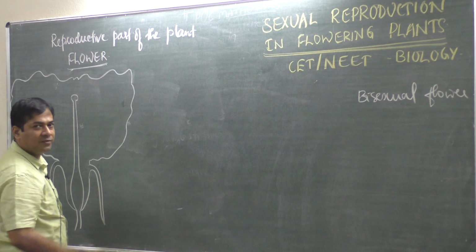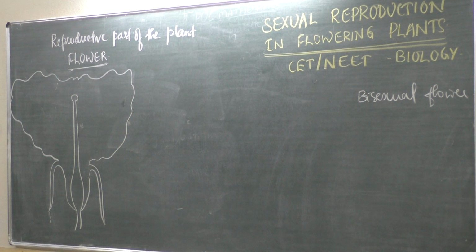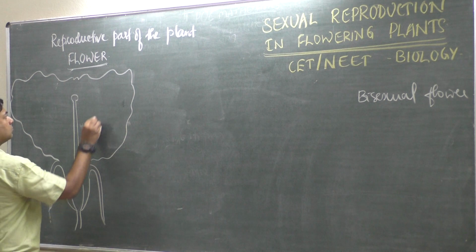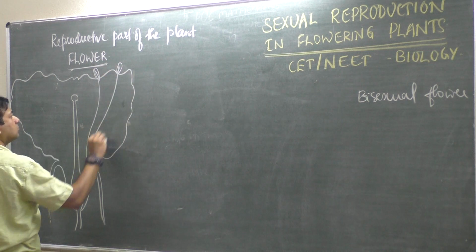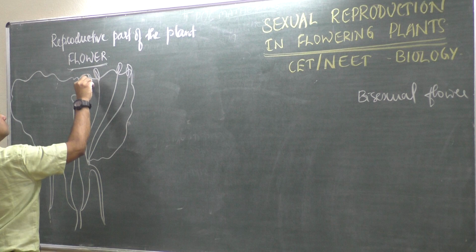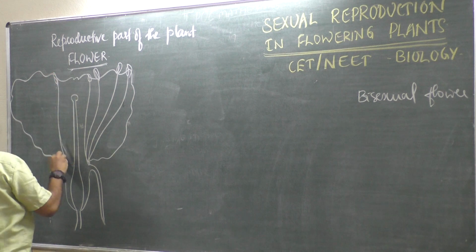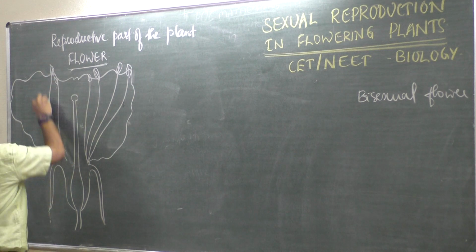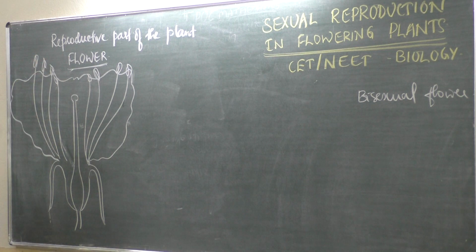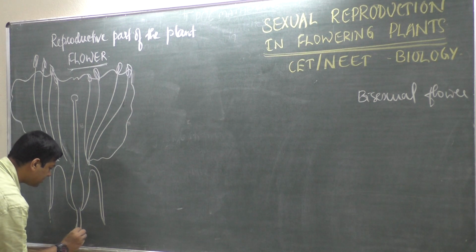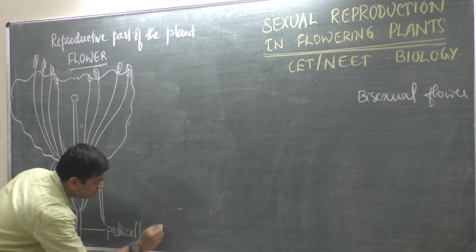This is a cross section of a flower. So the lower part, what is there? That is called the pedicel or stalk.